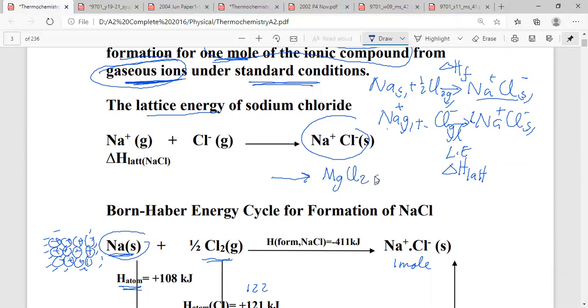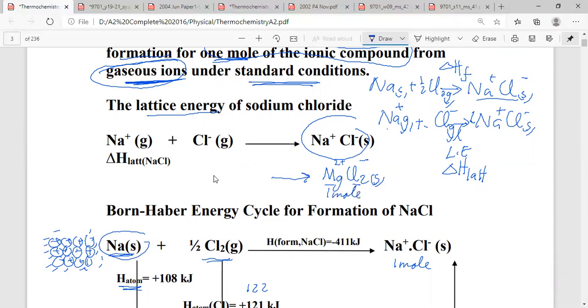Okay? So this is a solid. Why? Group 2 is in, Group 7 is in. From what? Metal, non-metal gives you what? An ionic compound. So 2 plus here and the same here. So if you want to write your lattice energy, it must be, now here's 1 mole.